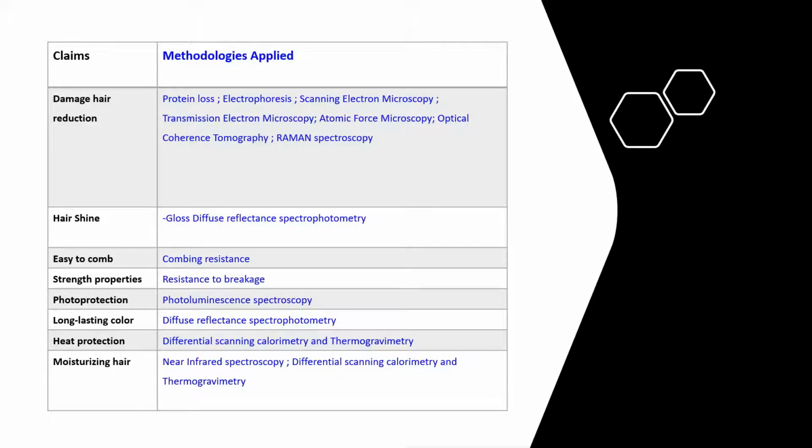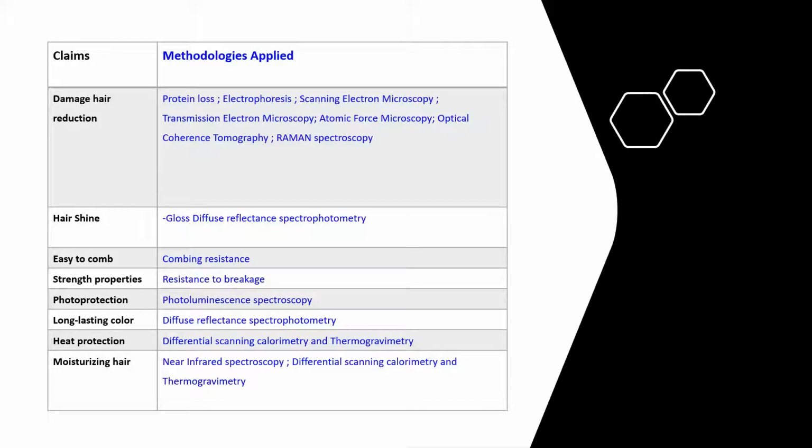Or if you want to understand the ease of combing, also known as combability, that can be determined using the combing resistance test. Or you want to determine the strength properties, the mechanical properties, the tensile strength properties. You need to understand how much resistance to breakage there is. Then you want to determine the photo protection of your hair strands. The technique utilized here is photoluminescence spectroscopy.